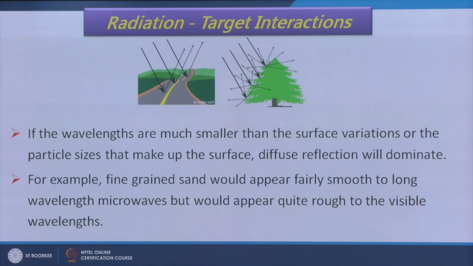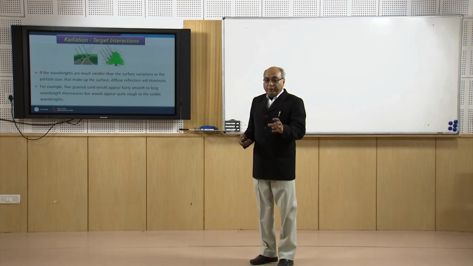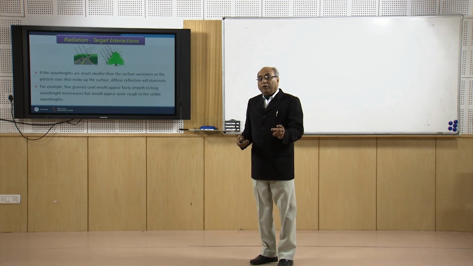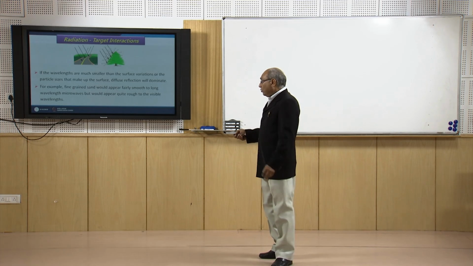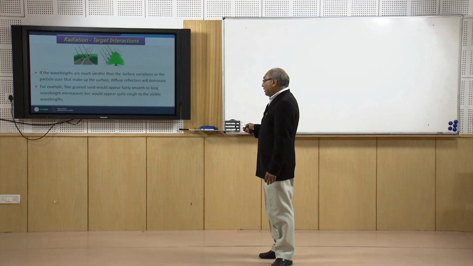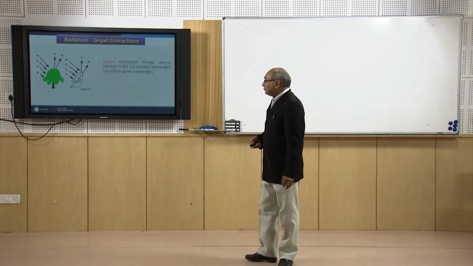So, for the same surface, it depends on the wavelength, in which part of the EM spectrum you are looking, or which band of the satellite image you are looking. The same object may look very smooth in larger wavelengths, but may look rough in visible wavelengths.